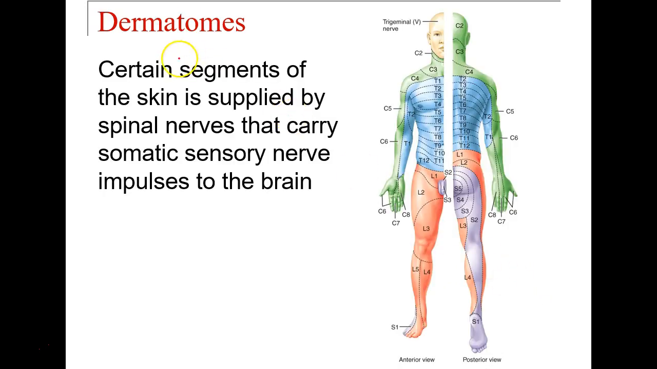Okay. Dermatomes, they are segments of skin supplied by spinal nerves. They carry somatic sensory nerve impulses to the brain. So this means the area on the lateral forearm will carry information through the C6 nerve root, and that information will go to the brain. Now, there are multiple variations of the dermatome chart, so you do not have to try and memorize this particular chart. Just know what dermatomes are.